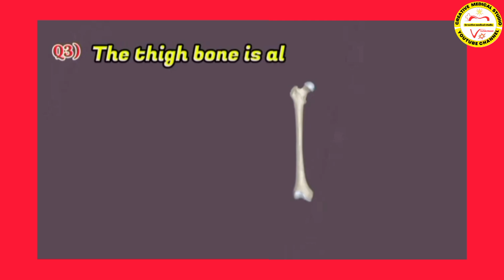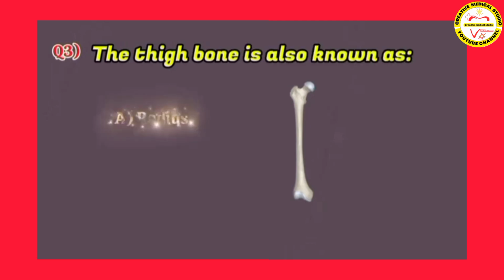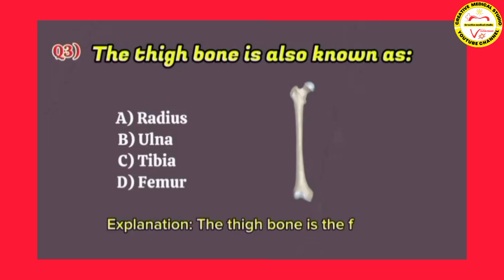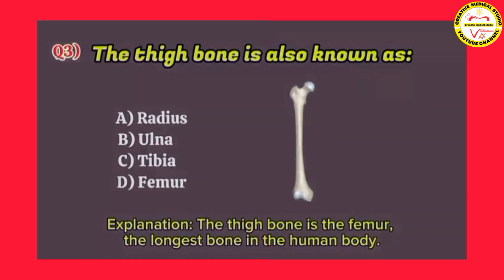The thigh bone is also known as option A, B, C and D. The correct answer is D, femur bone. Femur bone is the thigh bone. Explanation. The thigh bone is the femur, the longest bone in the human body.